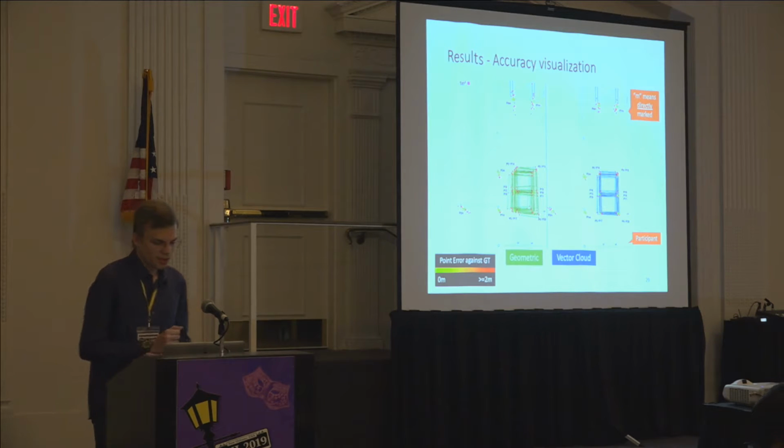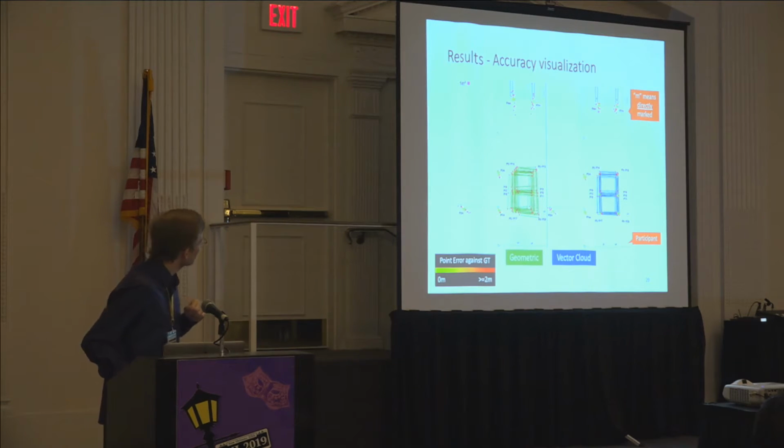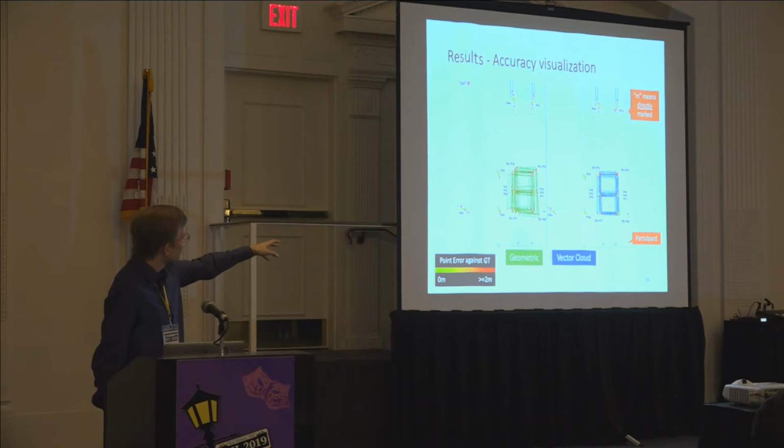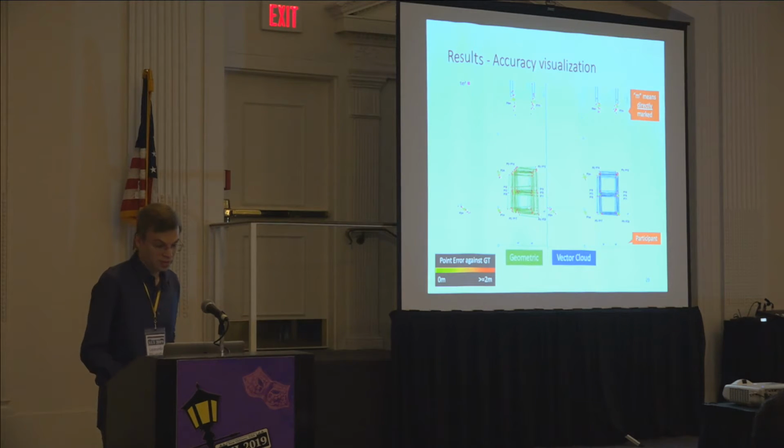Why the geometric points are more spread out. So we also use a color scale to represent the positional error in each point. It starts with green for no errors, up to red, which means 2 meters or more of error. I also would like to point out that you can see that the points on the right for the geometric are much more spread out than the ones on the vector cloud.